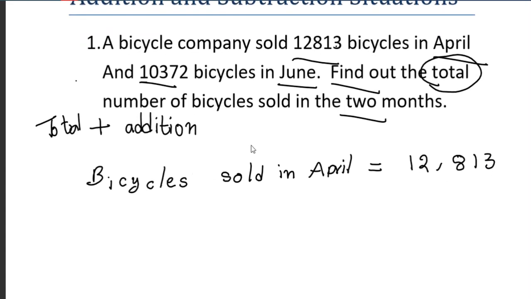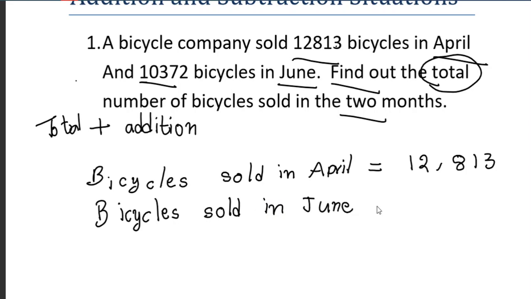So what is the next step children? Bicycles sold in June. So the given information we copied. How many bicycles sold in June? That is 10,372. So what did he ask? He asked to find out the total number of bicycles sold in the 2 months.